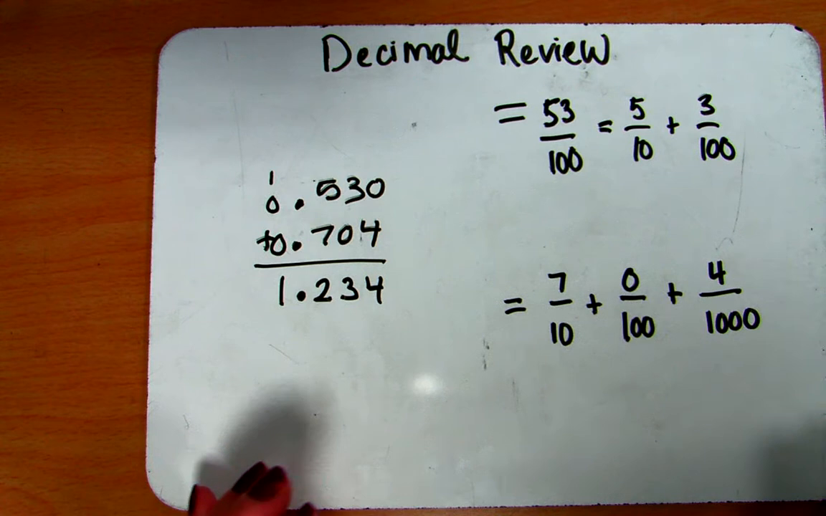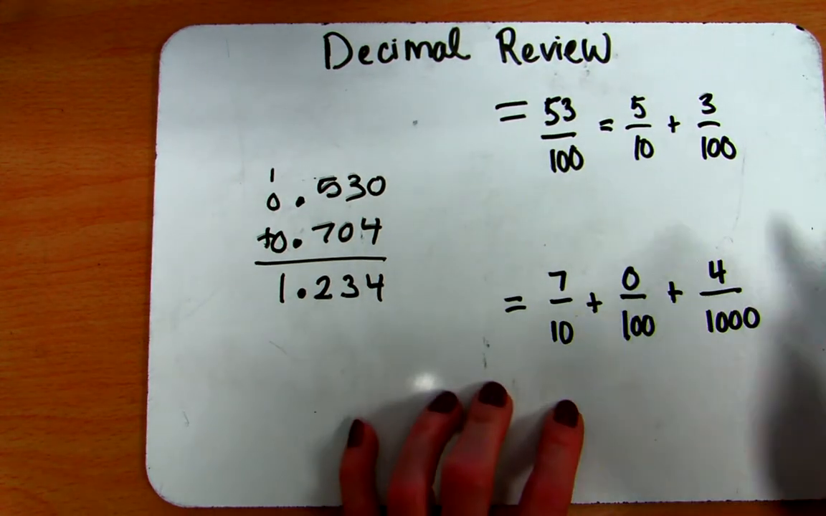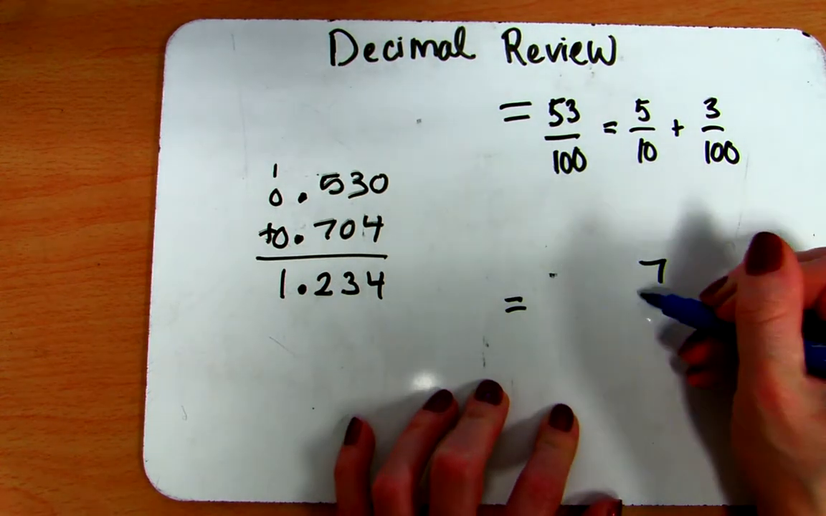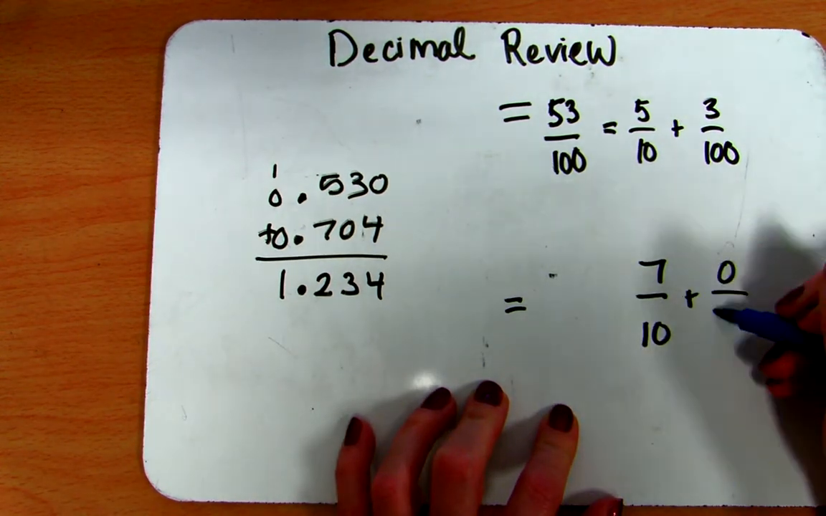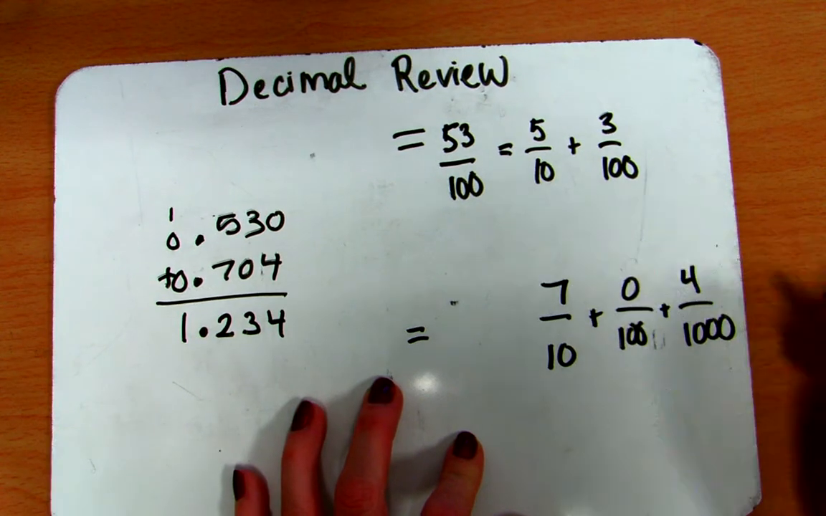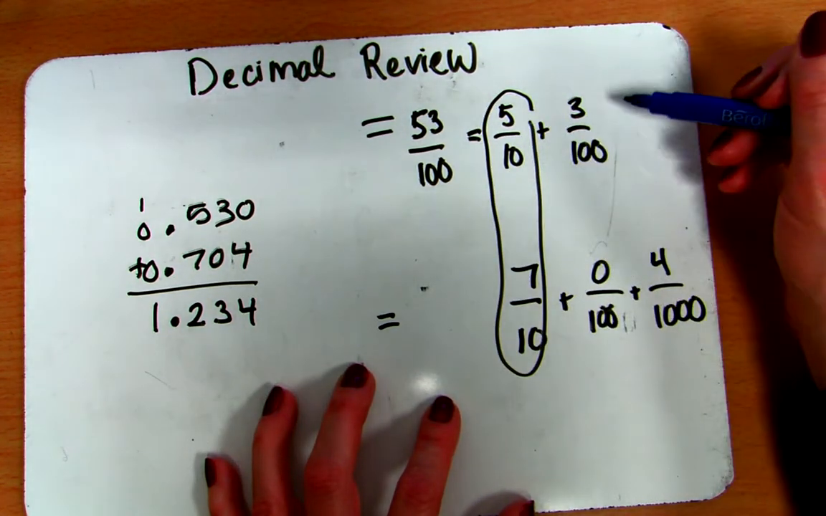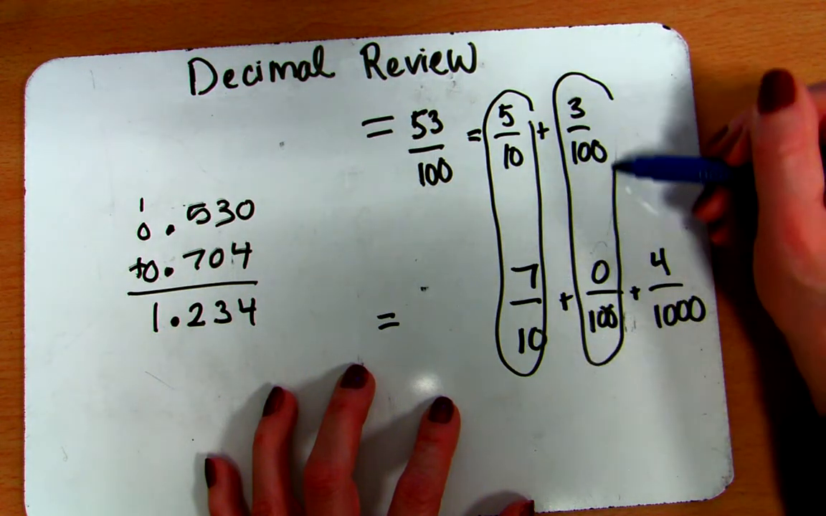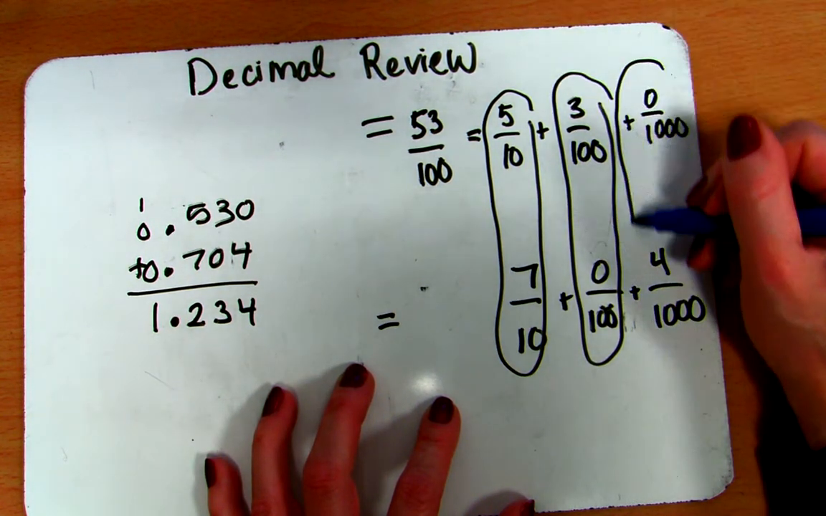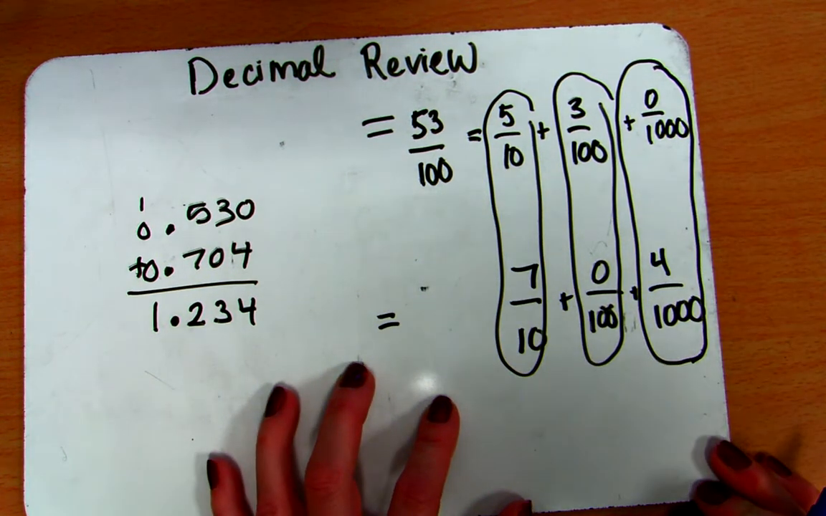Remember when we add fractions, the pieces need to be the same size for us to combine them. So in our case right here, I'm going to move this over a little bit to line things up better. So remember, this was 7/10 plus 0/100 plus 4/1000. So I need to combine the tenths, the hundredths, and the thousandths. This one doesn't have any thousandths, so we'll just put 0/1000.